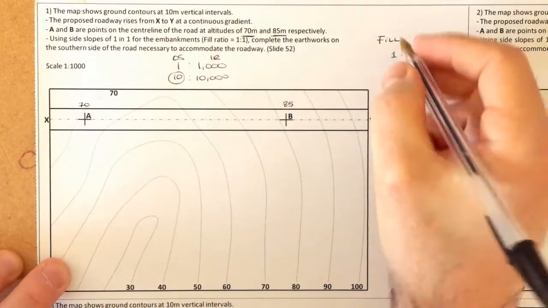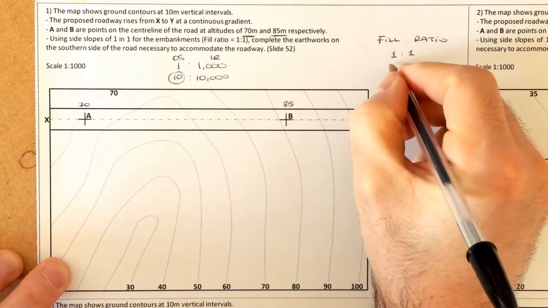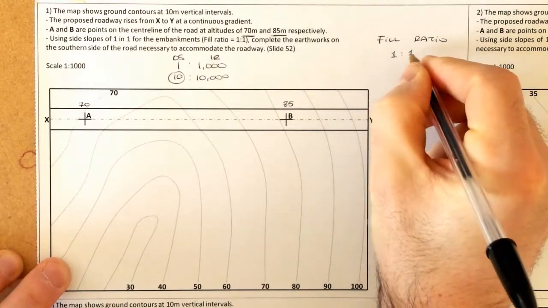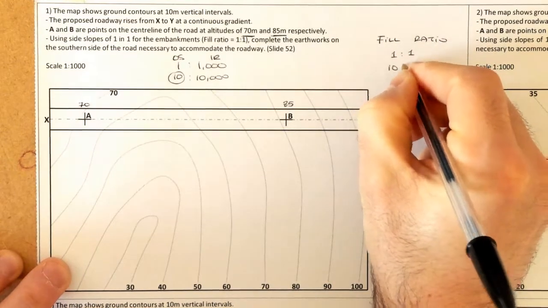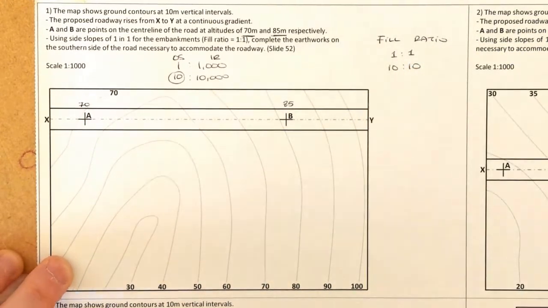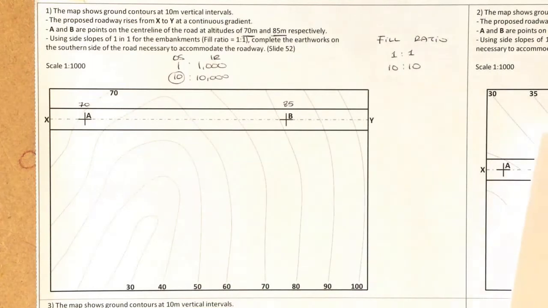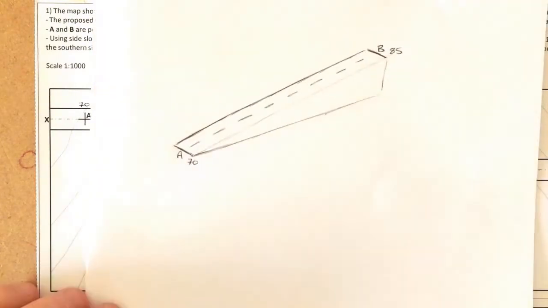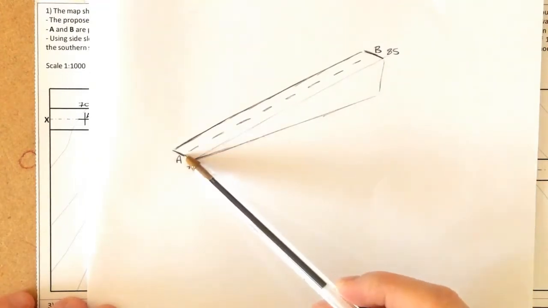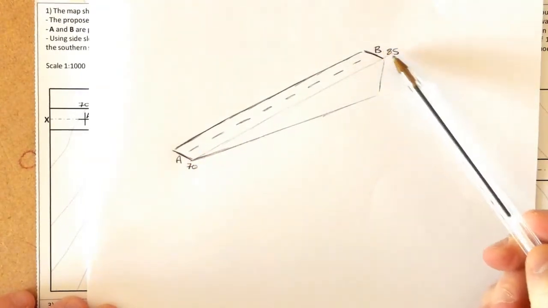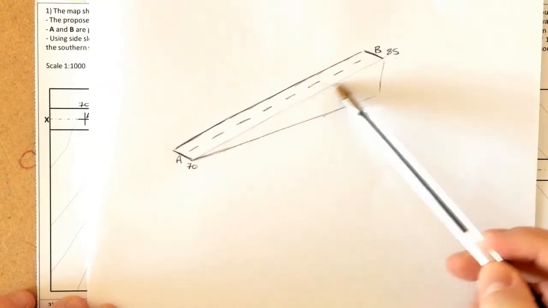We're going to apply that to our fill ratio. So for every 1 millimeter I step out or step down, I'm going to also step out 1. So essentially 10 is to 10. So that's our fill ratio. Now I'm just going to come over here, and we can see I've done a quick sketch of a roadway where A is at a height of 70 and B is at a height of 85. You can see the roadway has increased in height here.